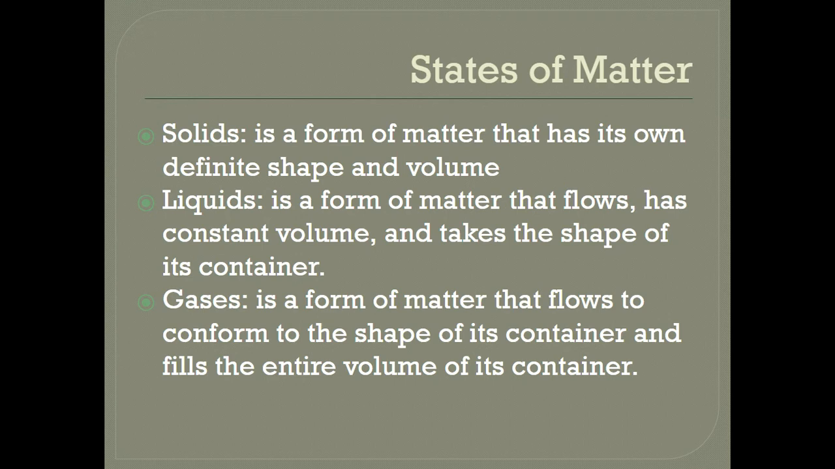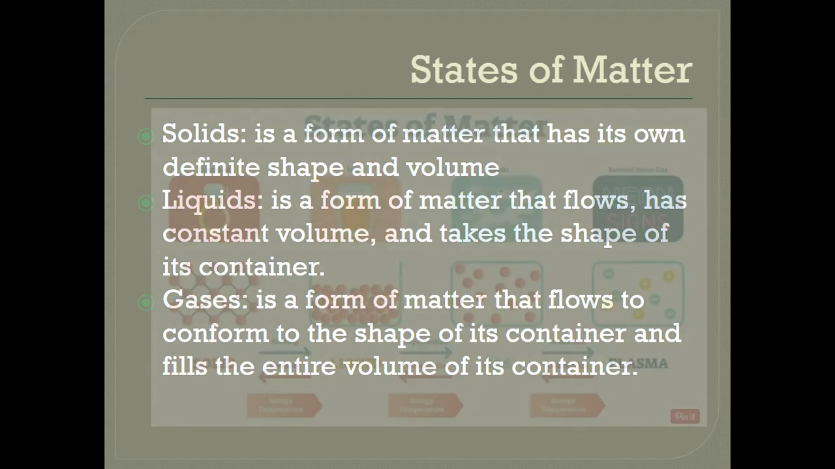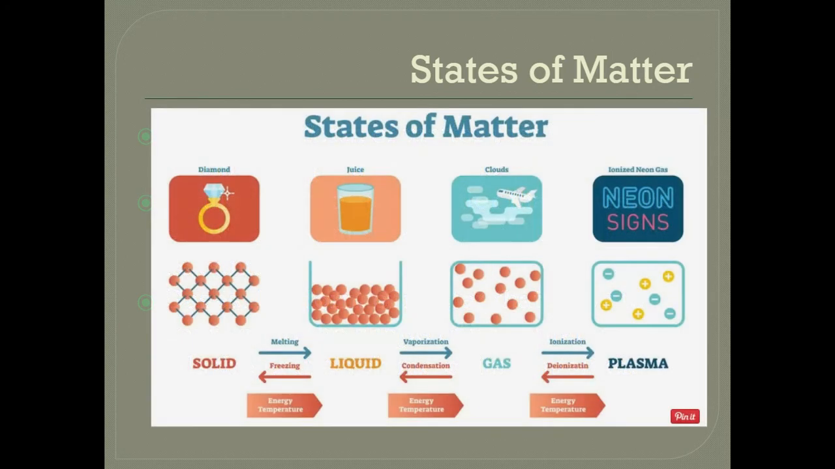We have solids, which have their own shape and volume. They're definite. We have liquids that will form to the shape of the container that they're put in, but they'll have a consistent volume. And then we have gases. Gases will have no specific shape or volume. They'll fill the entirety of the container. And I said there are 4 states of matter. So when we look at that, plasma is the 3rd state or 4th state of matter.